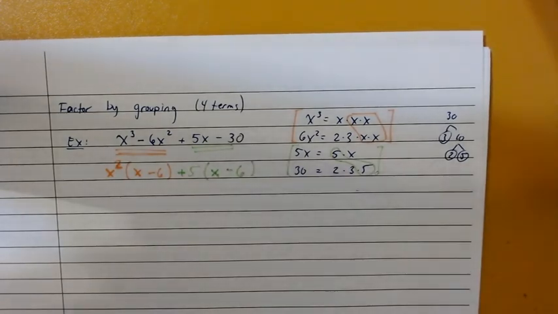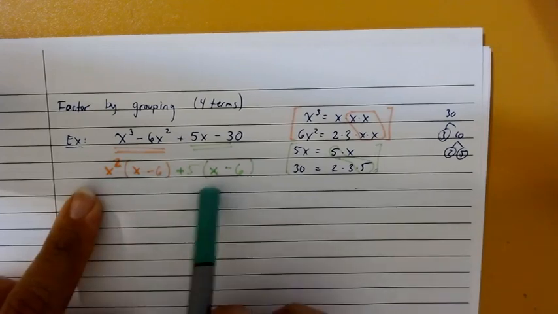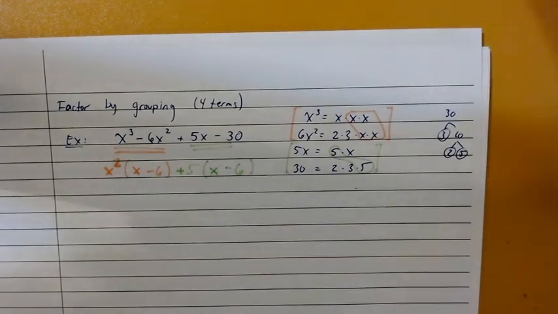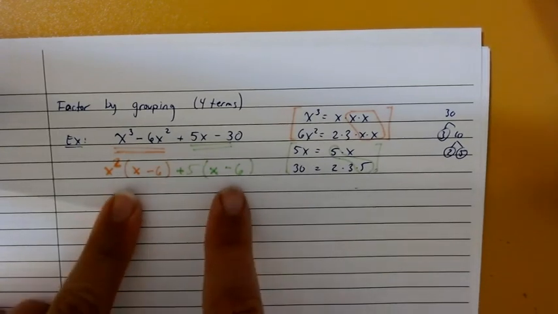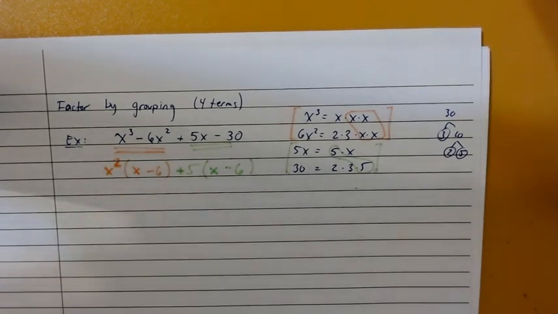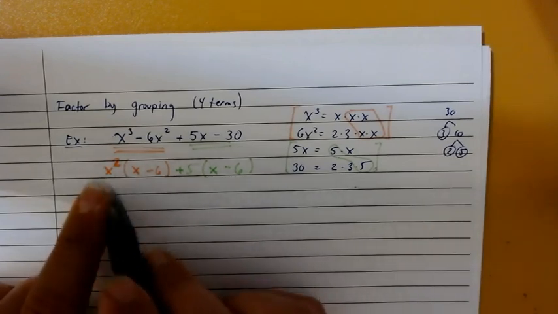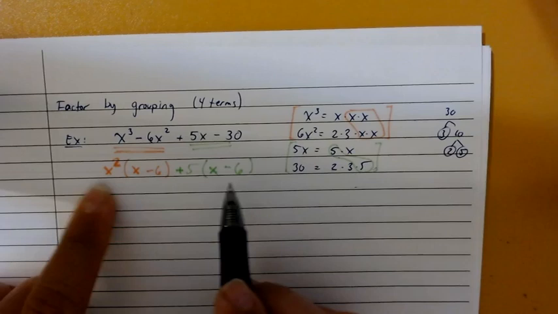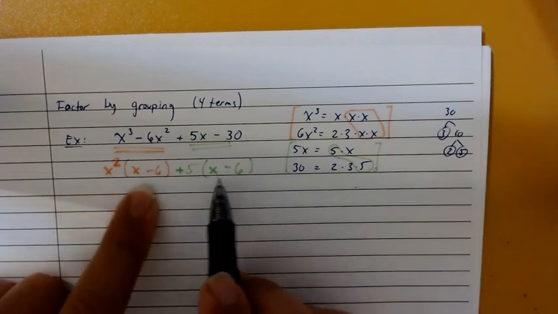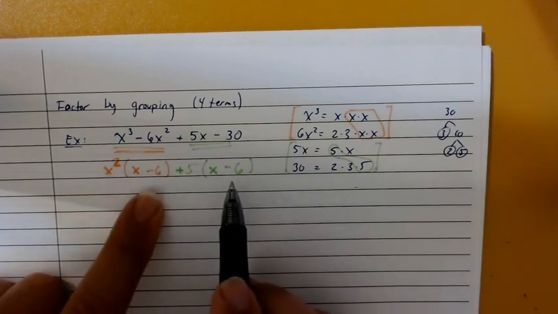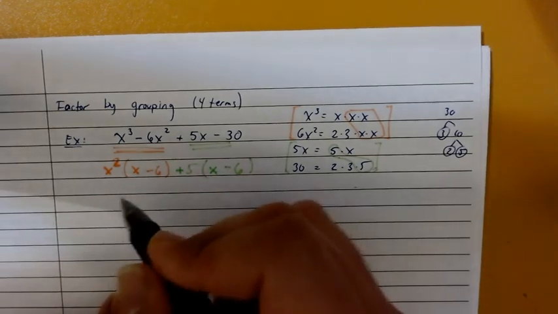But now look at the stuff in the orange. Look at the stuff in the green. Do you notice that they have something in common? They both have a factor of x minus 6. But when you have a common factor, that's what this is. It's common to both of these terms. There's one term in orange. Here's another term in green. Both of these terms have a common factor. Well, then the common factor is factored out.